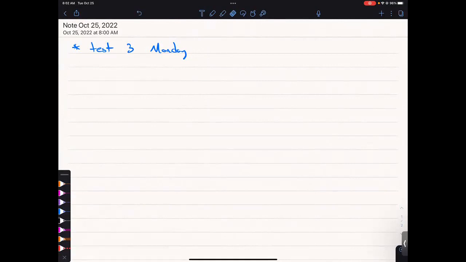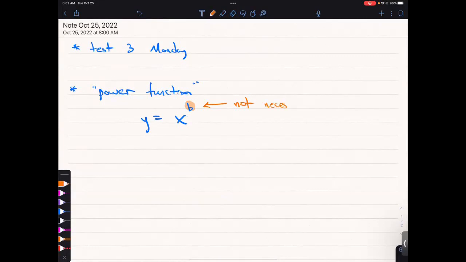So when we say power function, we mean things that look like y equals x to the b, where b is not necessarily a whole number. If it is a positive whole number, then we already know how to deal with it because it's just a polynomial, right? If it was x squared or x to the 5th or something like that, we already know about that.